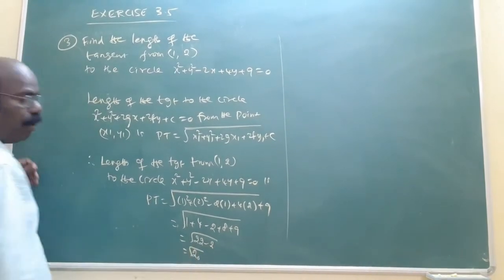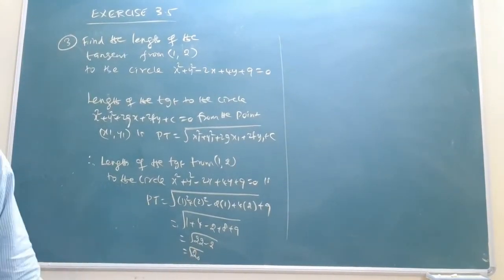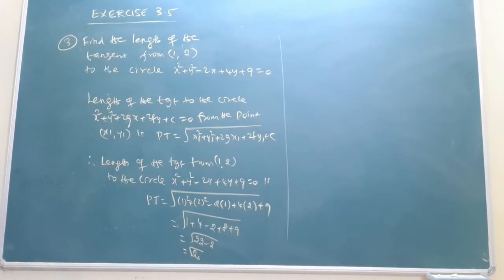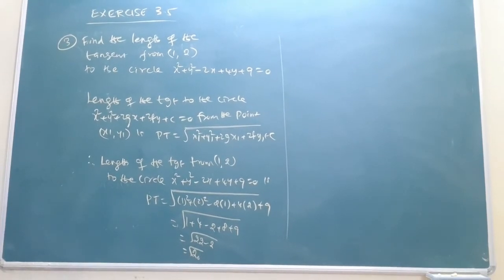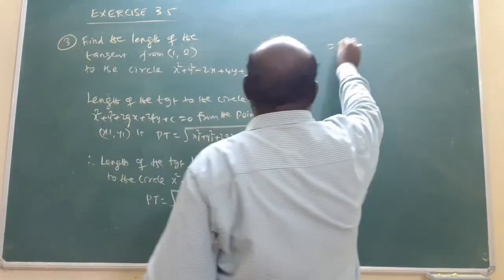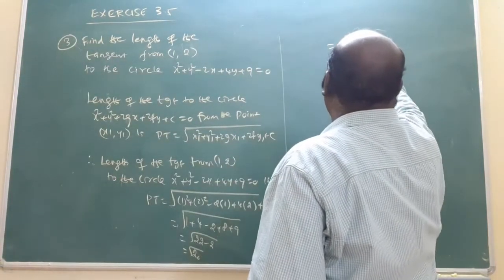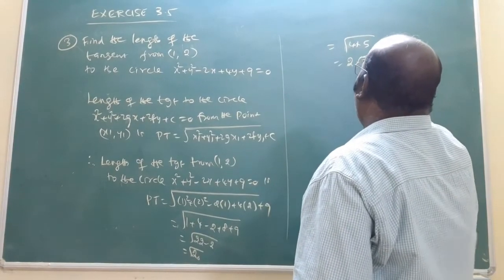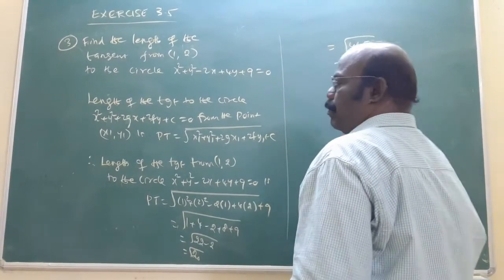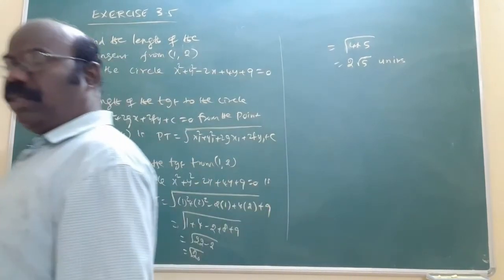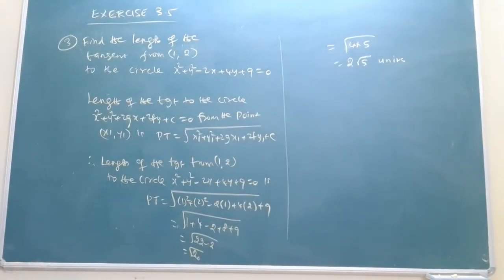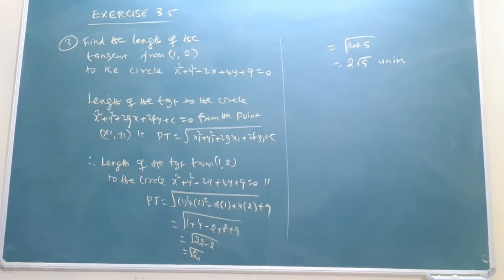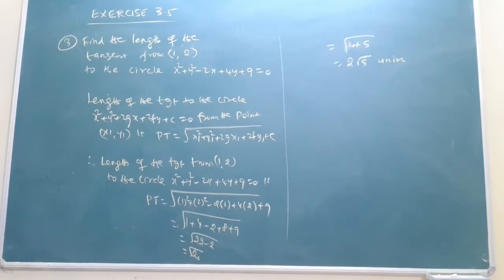The root of 20 can be written as root of 4 into 5. Am I right? Root of 20 is what? 4 into 5. Root of 4 is what? 2 into root 5 units. That's right. Write the formula, then substitute the value. That's all. Inside the square root, substitute the point. That is called the length of the tangent.